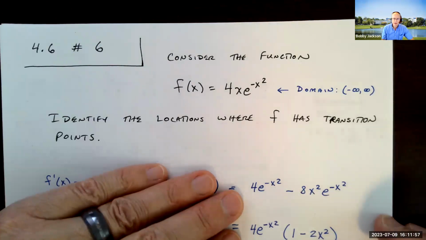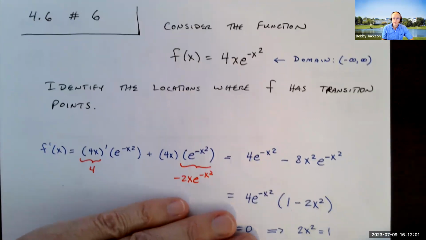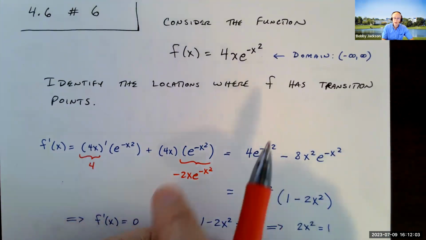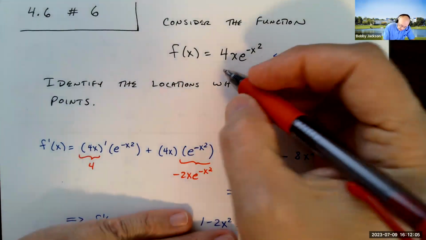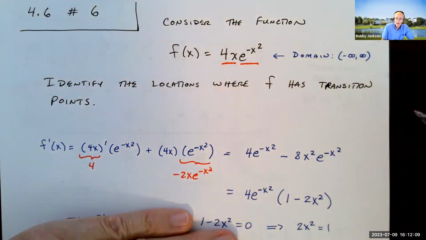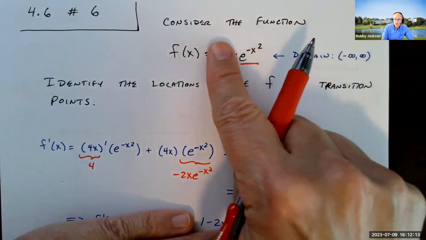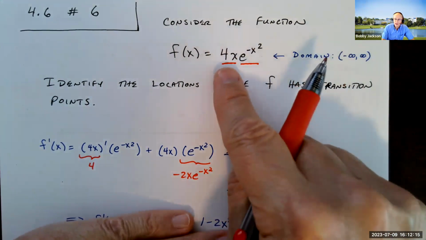And how do we proceed? Well, we start off with the derivatives, and then I need the derivative of the derivative, or the second derivative. But let's start with the derivative. Notice I'm going to have to use a product rule because I've got 4x times e to the negative x squared. So a lot of you kind of forget about the product rule. Do not forget about it.